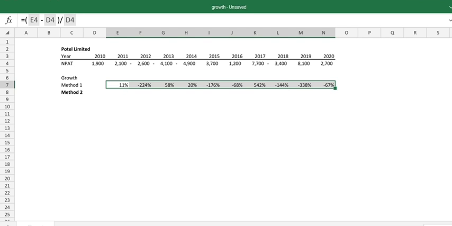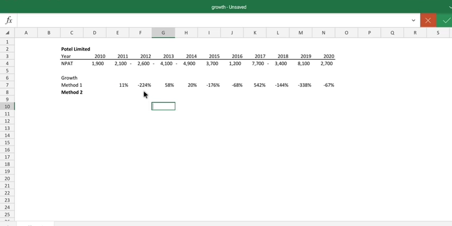So we easily calculate the growth like that. But the problem arises when we inspect these numbers. We discover that between 2012 and 2013, the net profit after tax worsened. We had a loss of 2,600 going to a loss of 4,100, yet here it is showing a growth of 58%. This is where this way of calculating growth breaks down.